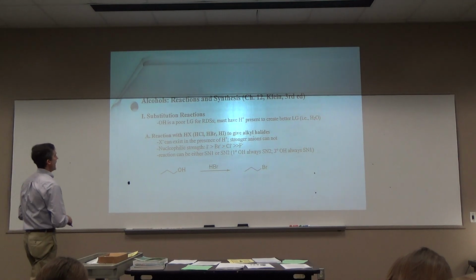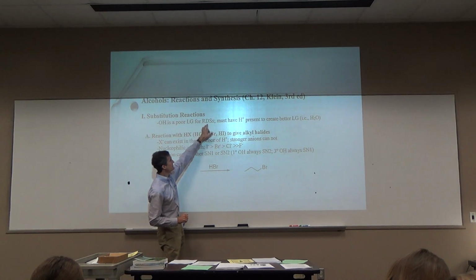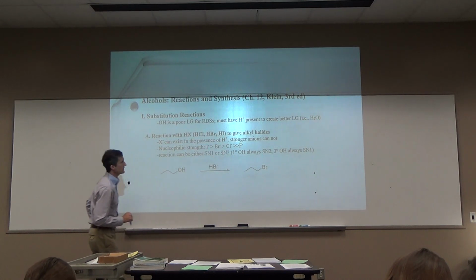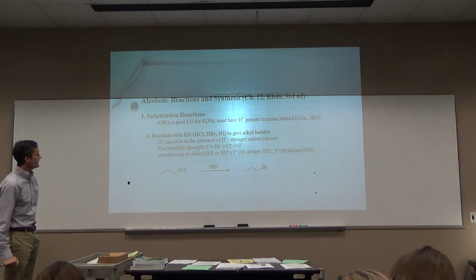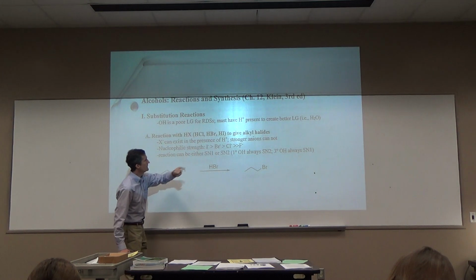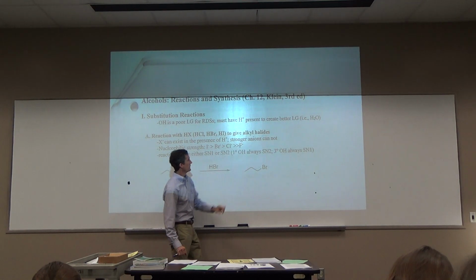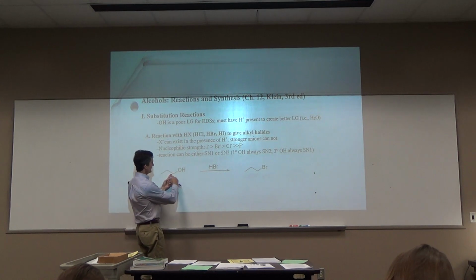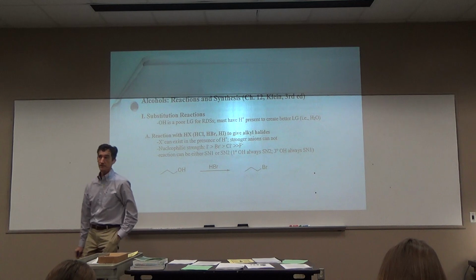Okay. Substitution reactions. Like we said, OH is a poor leaving group. For the rate determining step, once you have H plus present, you create a better leaving group. Yeah? First example of this, reaction with HX, such as HCl. This will give an alkyl halide. Okay? Showing here, if you react this alcohol with HBr, we can get this alkyl bromide. Right?